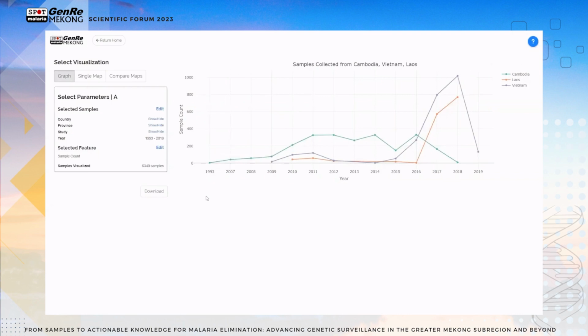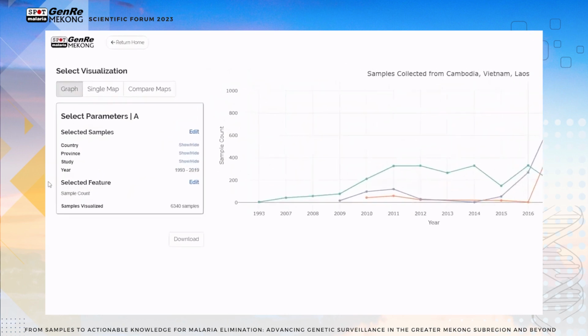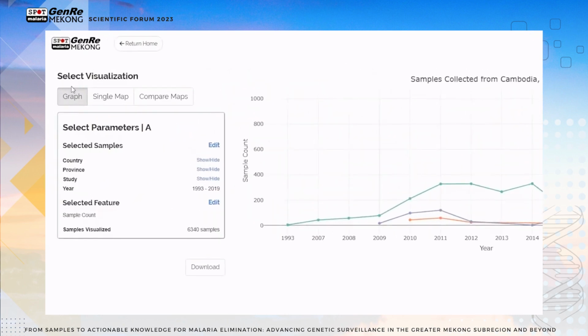But before I talk about the visualizations, I want to spend a little time talking about the user interface and the selections on the left-hand side. Here, you can see at the top 3 options. The graph, as we can see now, there's a map, which displays a single map, and there's a compare maps, which displays 2 maps side by side.